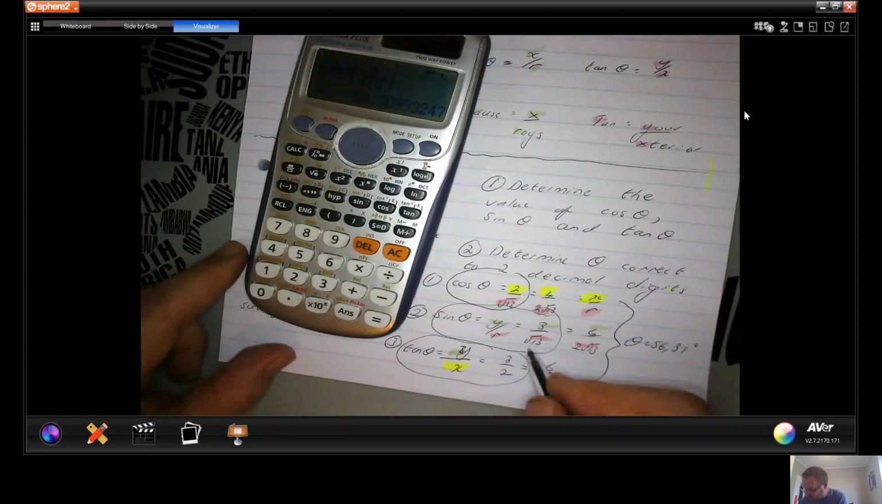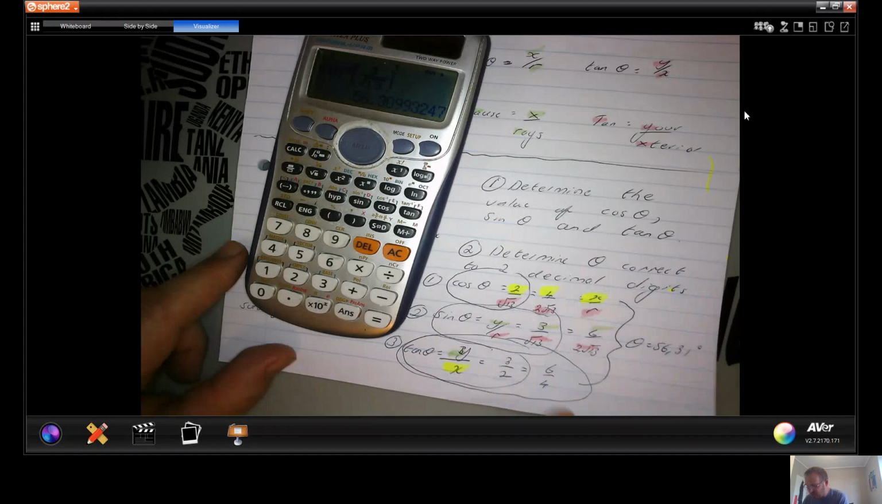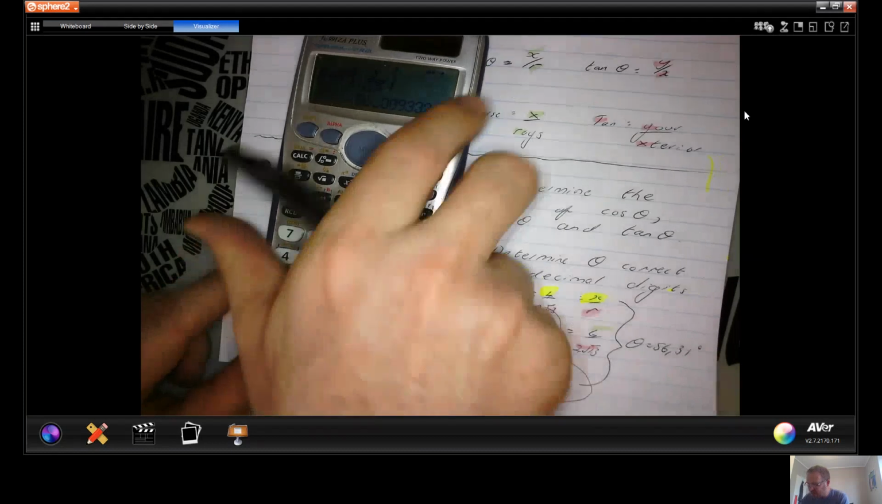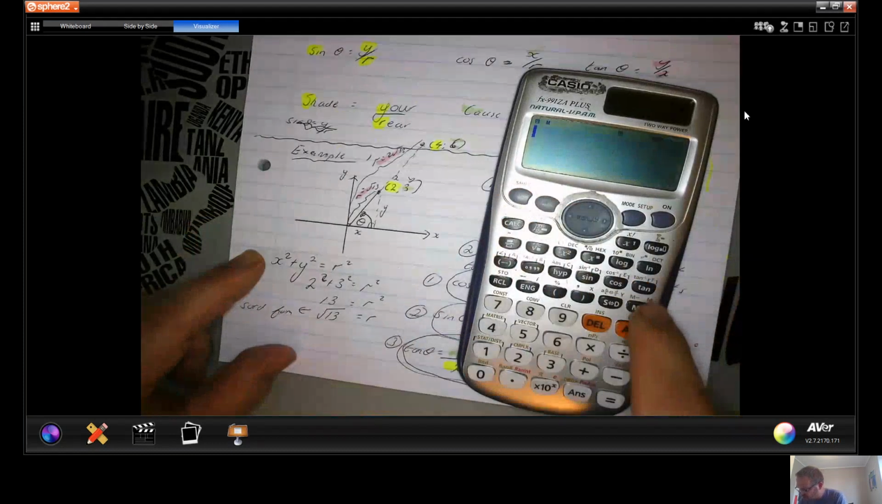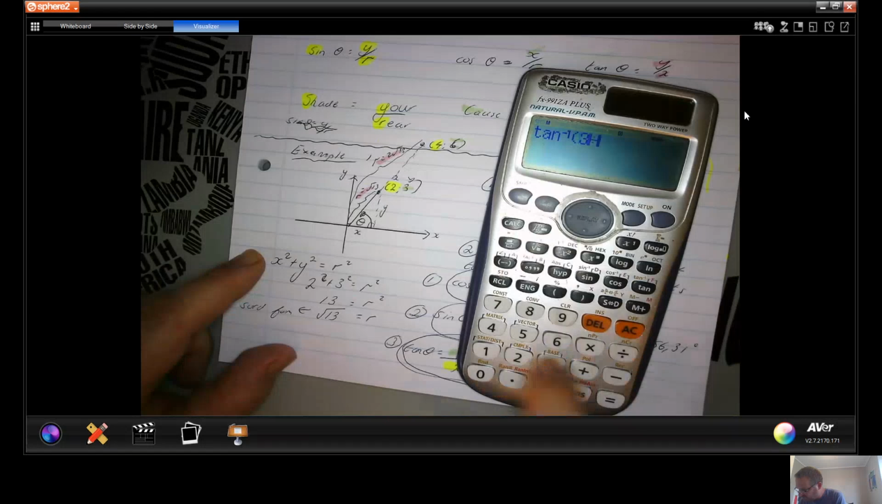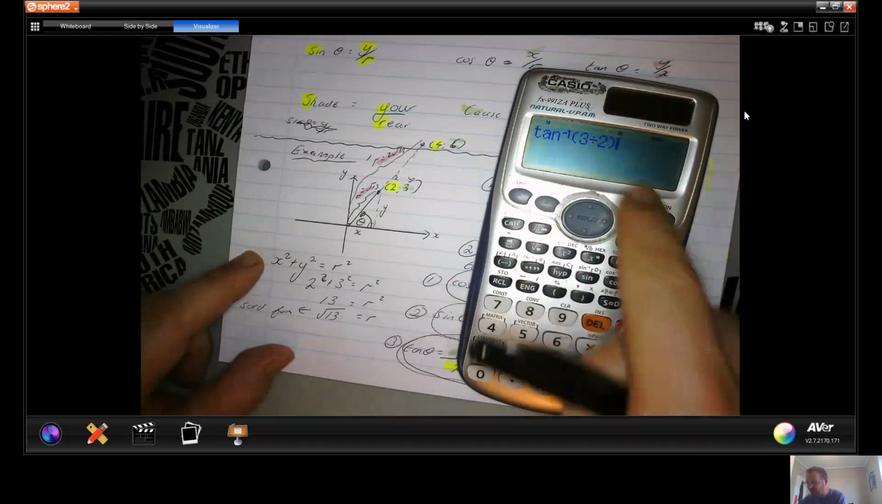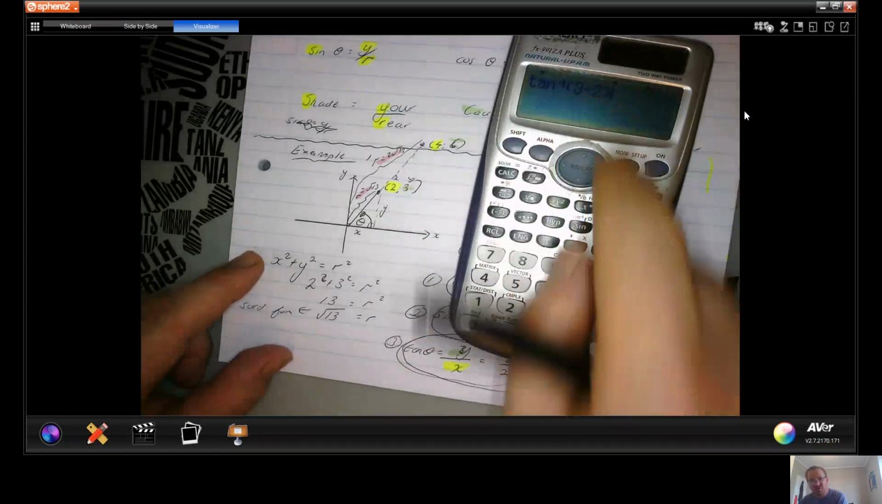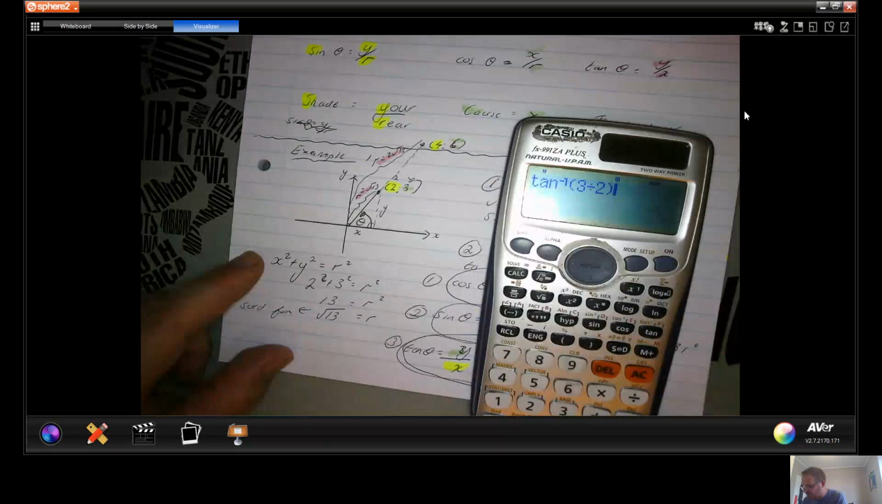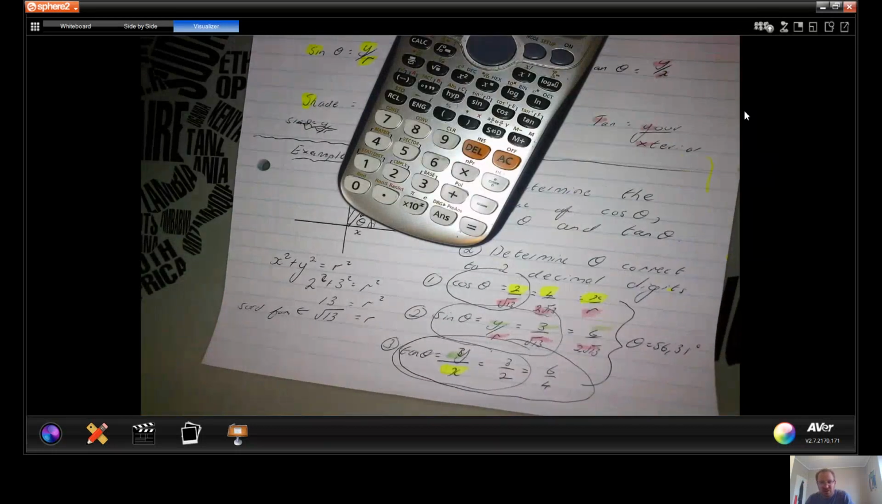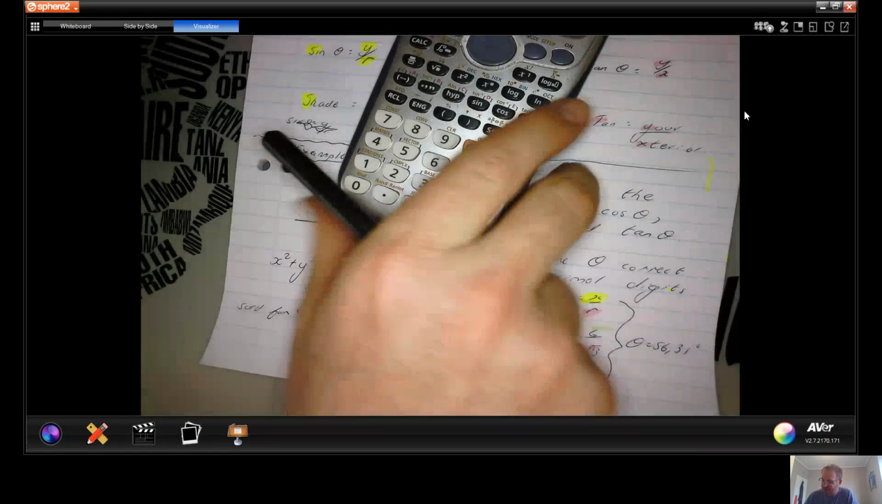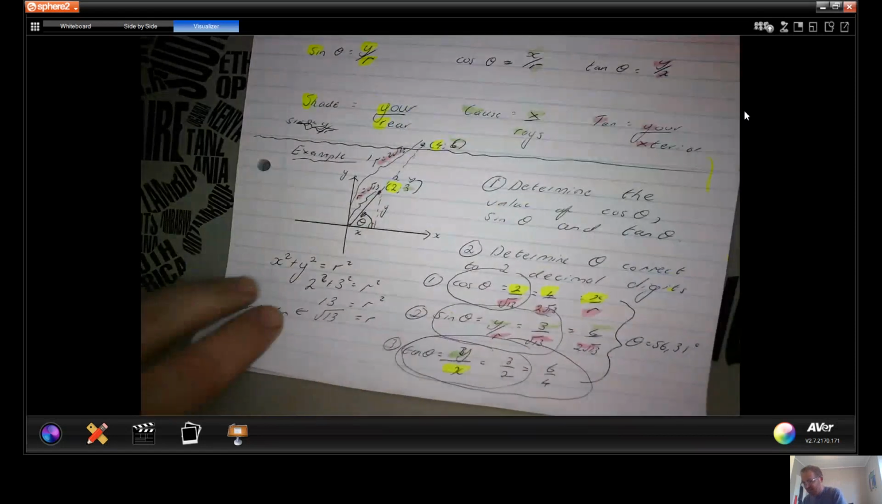But the one we're going to use most often in this section to find an angle is tan. If I use the fact that tan theta is equal to 3 over 2, how do I find angle theta? I go shift tan to the negative 1 of 3 divided by 2. It's working out which angle will give you a ratio of the y coordinate over the x coordinate of 3 over 2. And the calculator tells you 56,31 degrees.